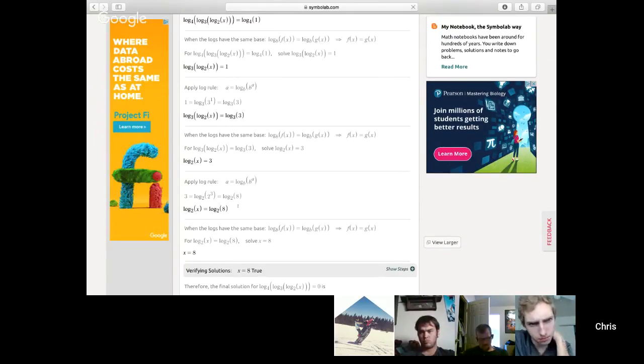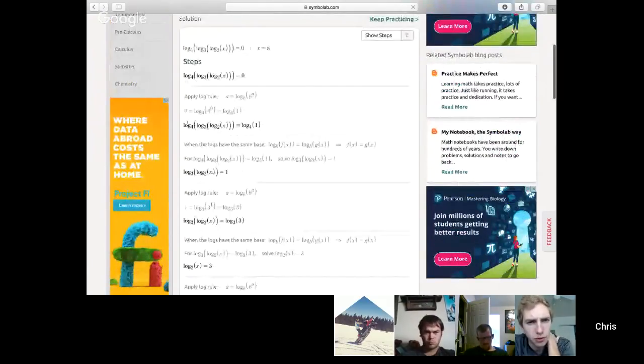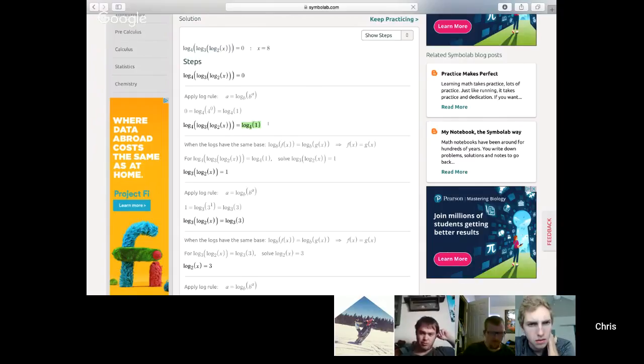How did it go from log 4, log 3, log 2, x equals 0? How did that 0 suddenly transform into log 4 of 1? That's what I want to know. It appears that there's some log rule that tells you you can do that. Well, the log rule says A equals log B. I'm just assuming the numbers, you know what I mean?